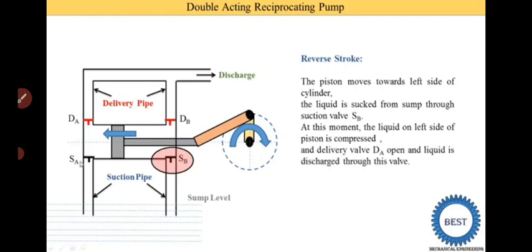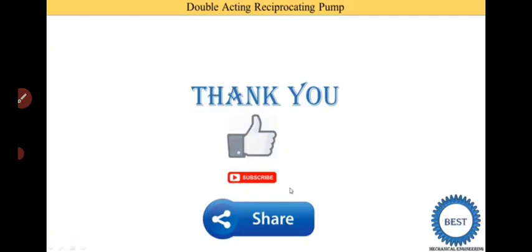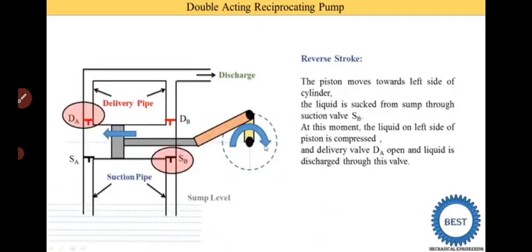Okay, at that time two valves are open. During the forward stroke two valves are open, that is SA and DB. During the reverse stroke only two valves are open, that is SB and DA. So delivery valve DA is open and liquid is discharged through this valve. Then this process takes place continuously. One time suction, another time delivery. So this process is continuous and we are able to get continuous water by using this double acting pump.